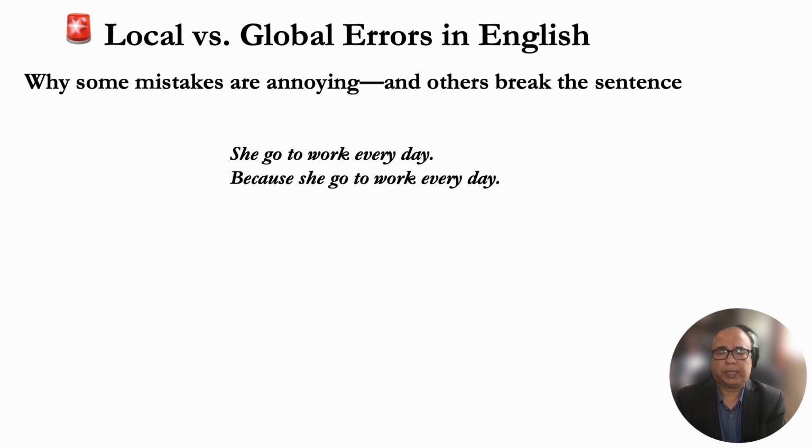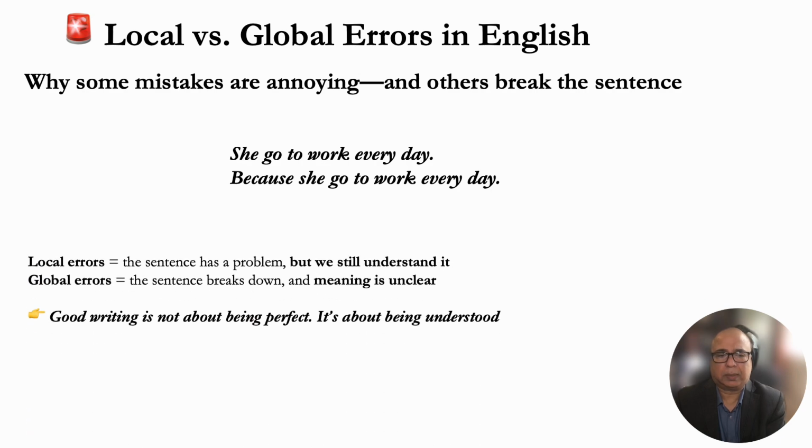She go to work every day. I think that's clear. The meaning is clear. Somebody goes to work every day, Monday through Friday, for example. But the second one, because she go to work every day, is not clear, right? So the first one is a local error. There is an error in the first sentence, but we understand it.